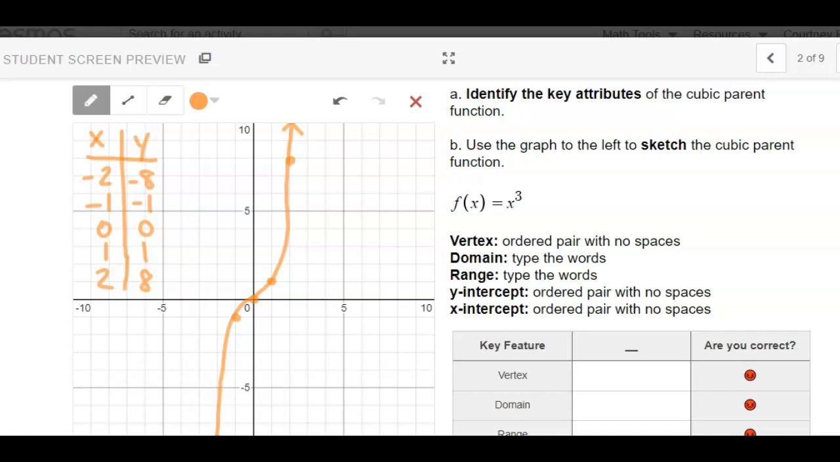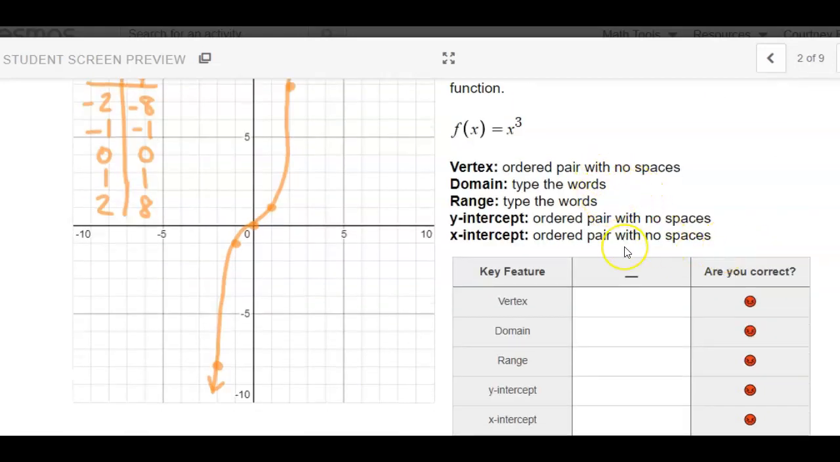So now I'm going to go ahead and go over to my keyboard and type in things that I think match the key features. Now, if you don't know how to type in these key features, I give you the format above. So the vertex, type it as an ordered pair with no spaces. Domain and range, type the words, and so on.